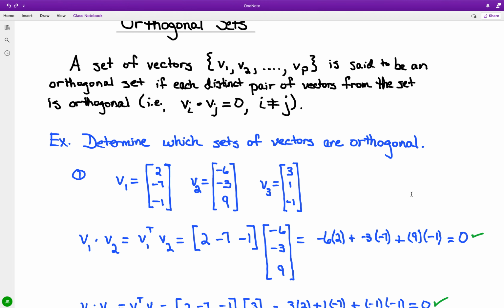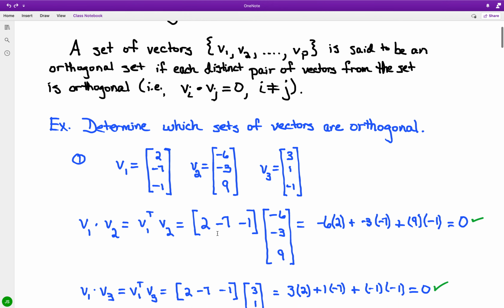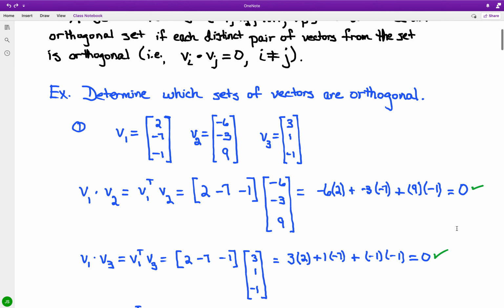Between v of 1 and v of 2, going back to the previous section, we can take the transpose of the first vector multiplied by the second, and the result is 0. So far so good. Now we have another combination between v of 1 and v of 3, and here again you have the transpose of v of 1 multiplied by v of 3. So you have 3 times 2, 1 times -7, -1 times -1, and the sum of the products is 0.